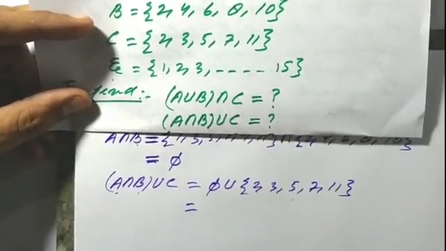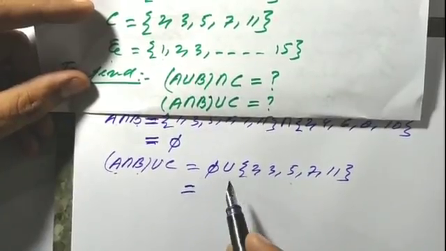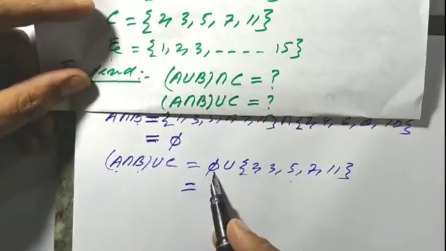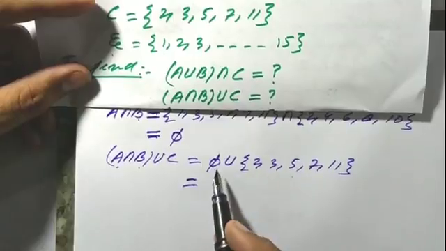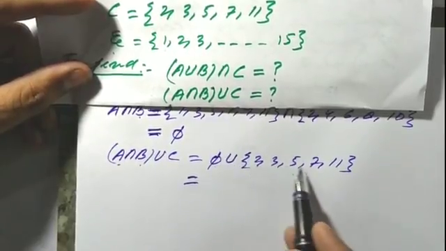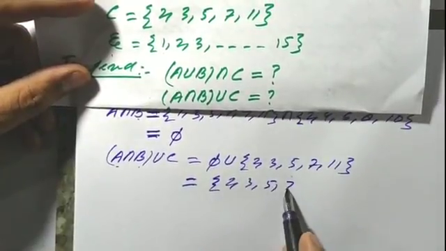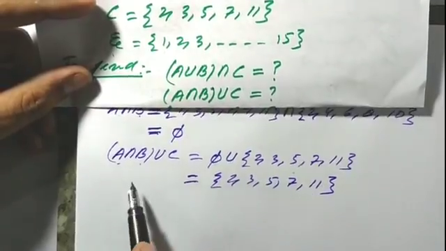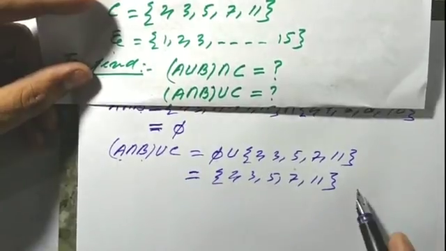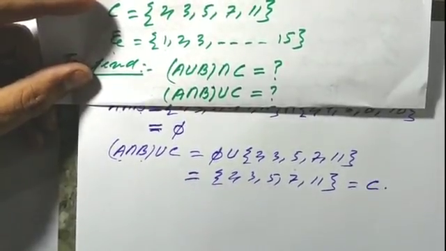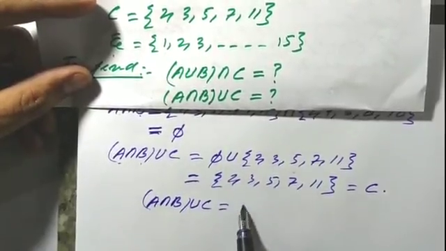As you know, the union is the set which contains the elements of both the sets. So if we take the union of phi and this set, obviously phi has no element in itself. So in the union we take only the elements of this set. So we write down 2, 3, 5, 7, 11. This is the value of A intersection B union C, which is the set C itself. So we may write it as C. So A intersection B union C is equal to C.